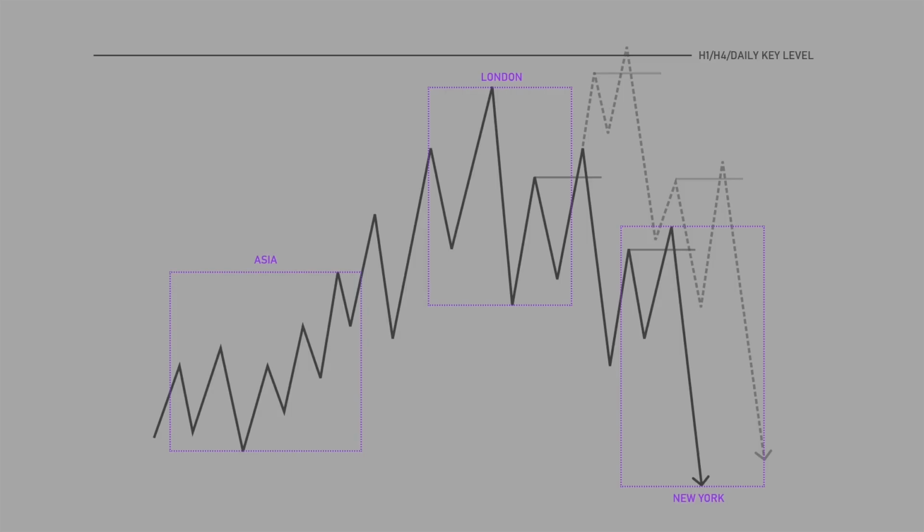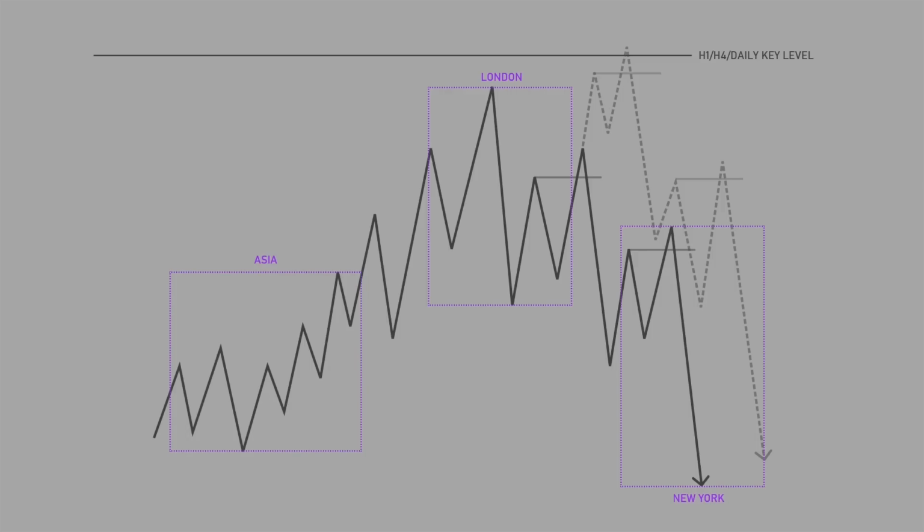But if, let's say, heading into New York session we trade into a higher time frame key level and we take out the London highs or the London lunch highs and then see a change in order flow happen after displacing from the key level, then the New York reversal profile is most likely.